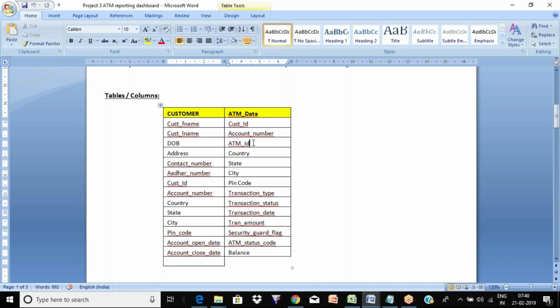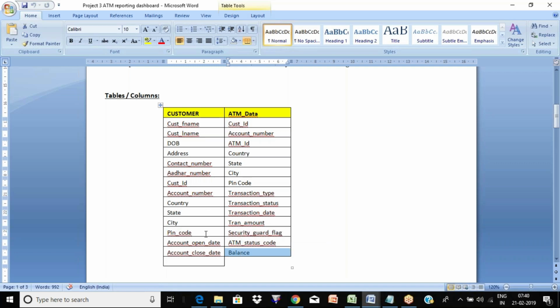But in the data, you see all these fields. What is the pin code? What is the transaction type? What kind of transaction it is? Transaction status, transaction date, transaction amount, right? Security guard flag, ATM status code, whether the ATM is working or not working, right? And how much balance does that ATM have currently. All that information you will find in the ATM data.